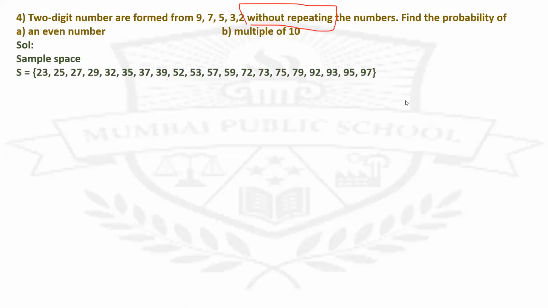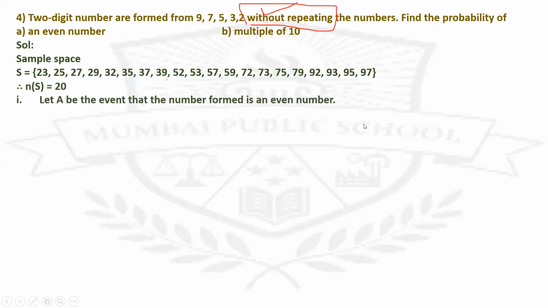So sample space. Check: 23, 25, 27, 29. Check, I'm not repeating 22, 33. Understand? Check, because here they have mentioned very clearly that it is without repeating. The students make mistakes in this only. Then 32, 35, 37, 39, 52, 53. So all this will go till 97. So n of S equals to 20.